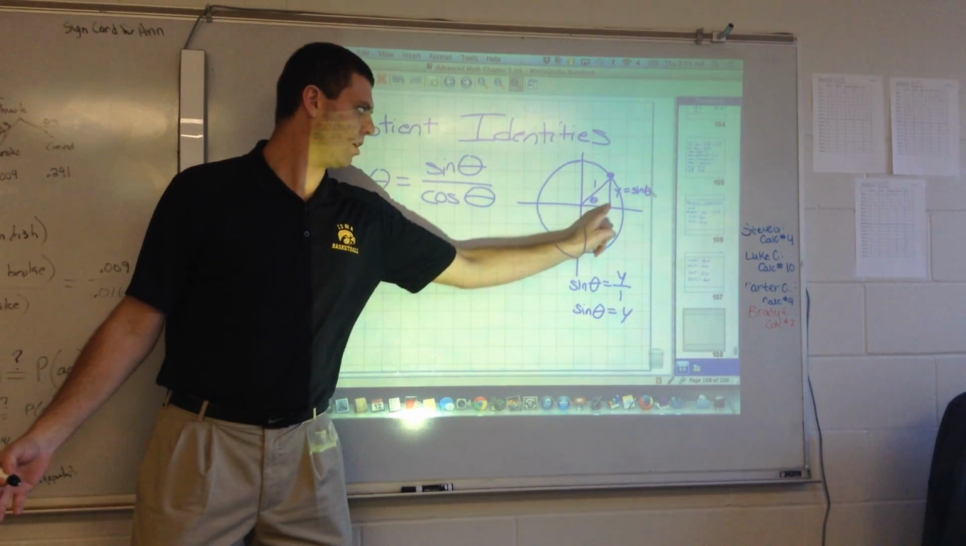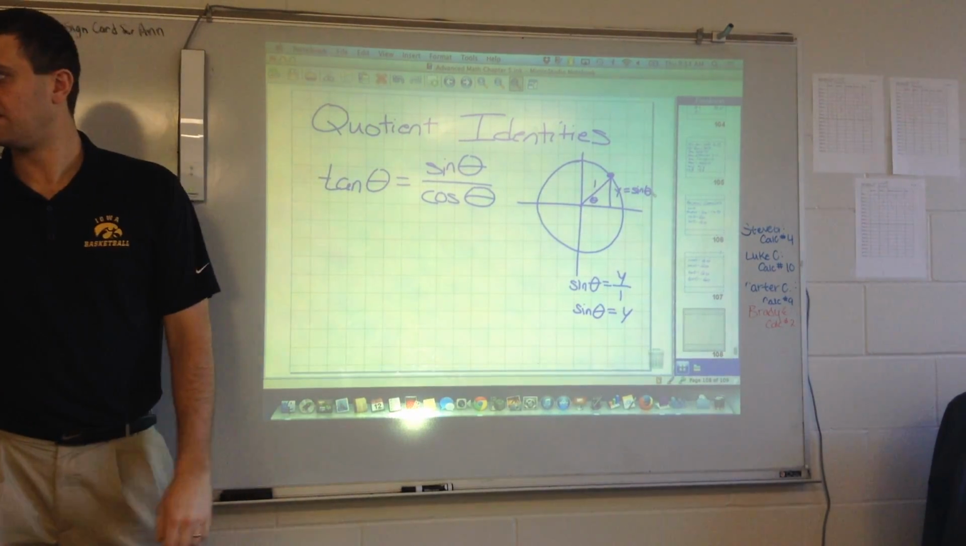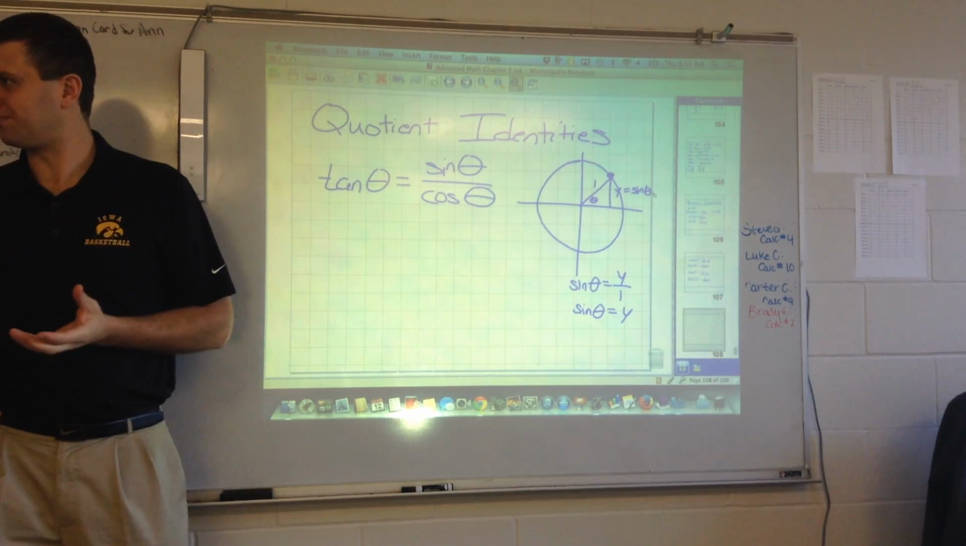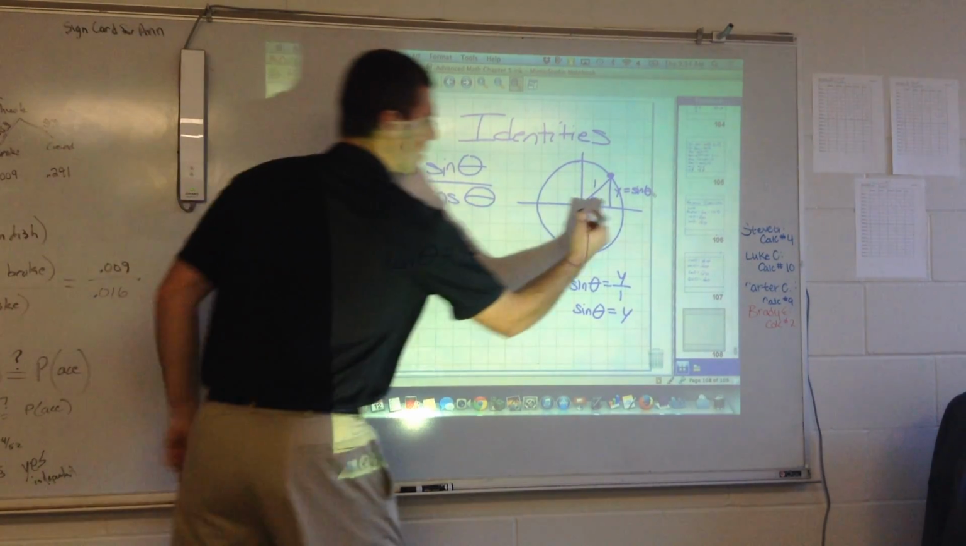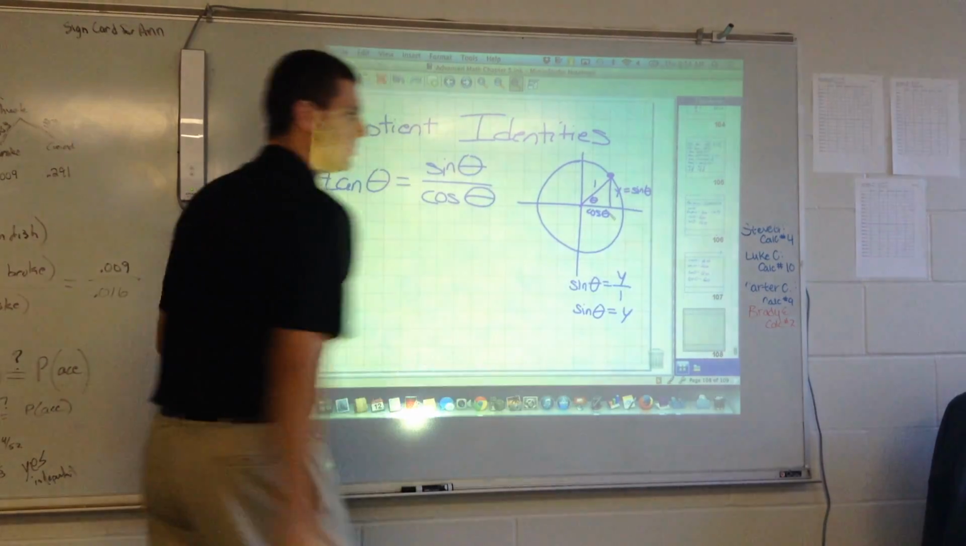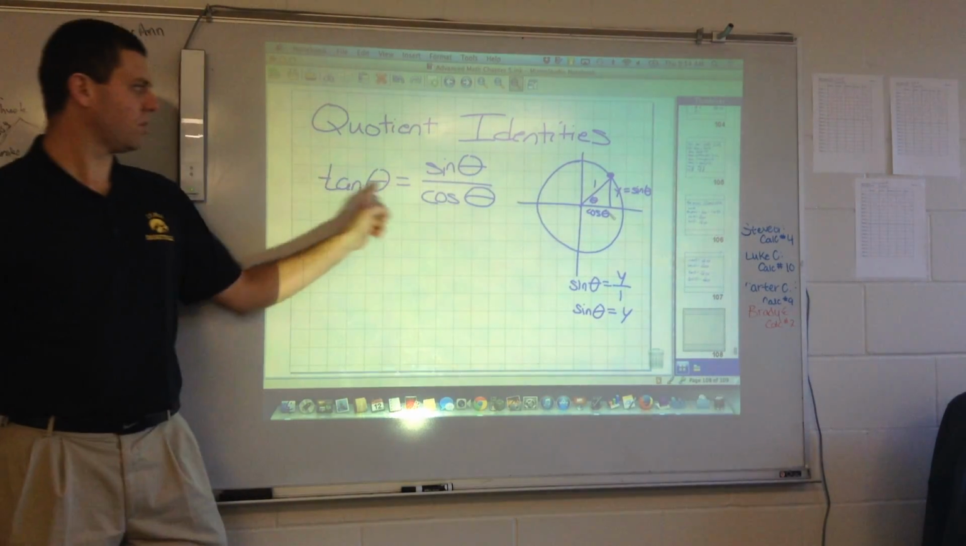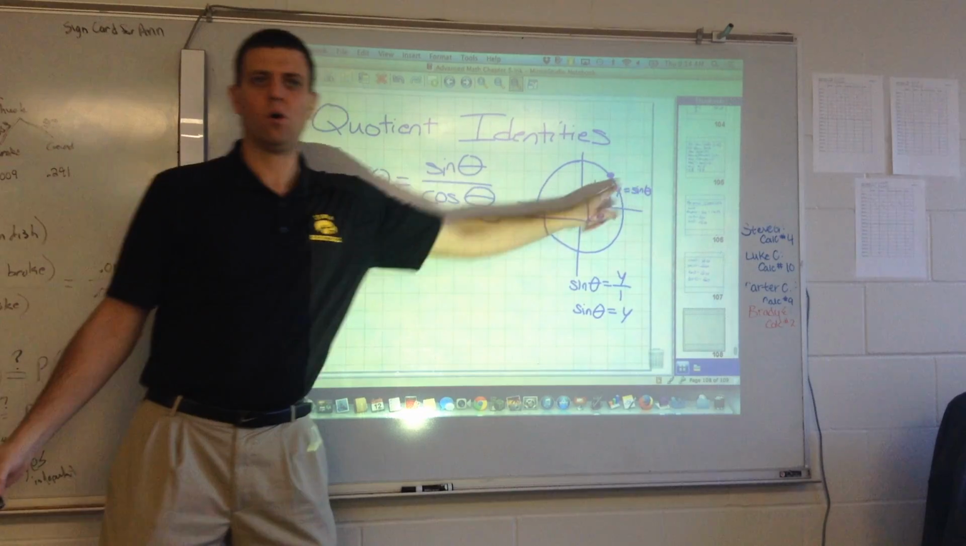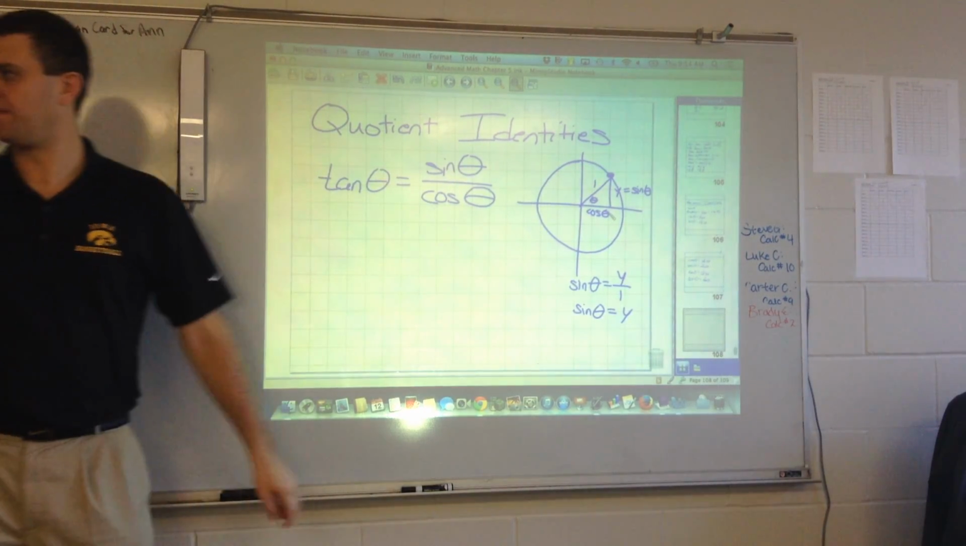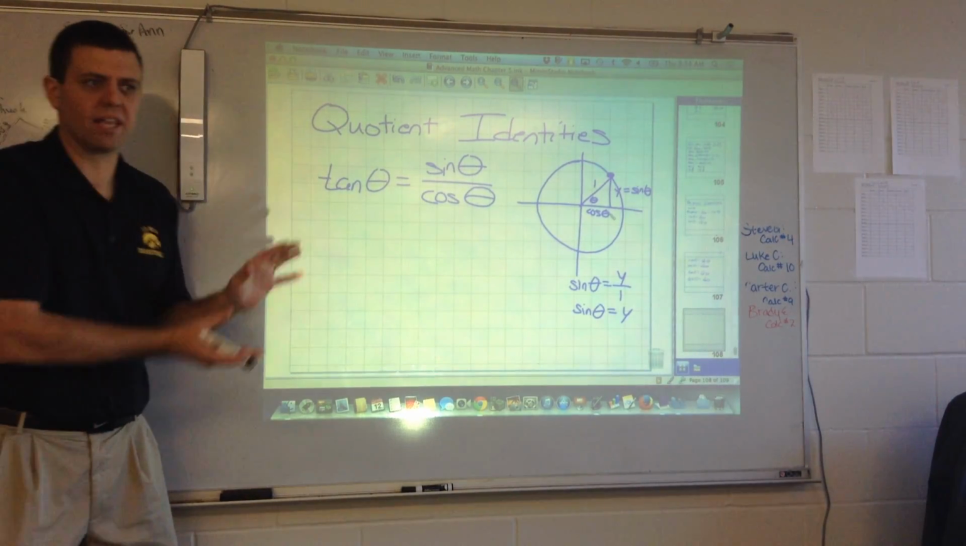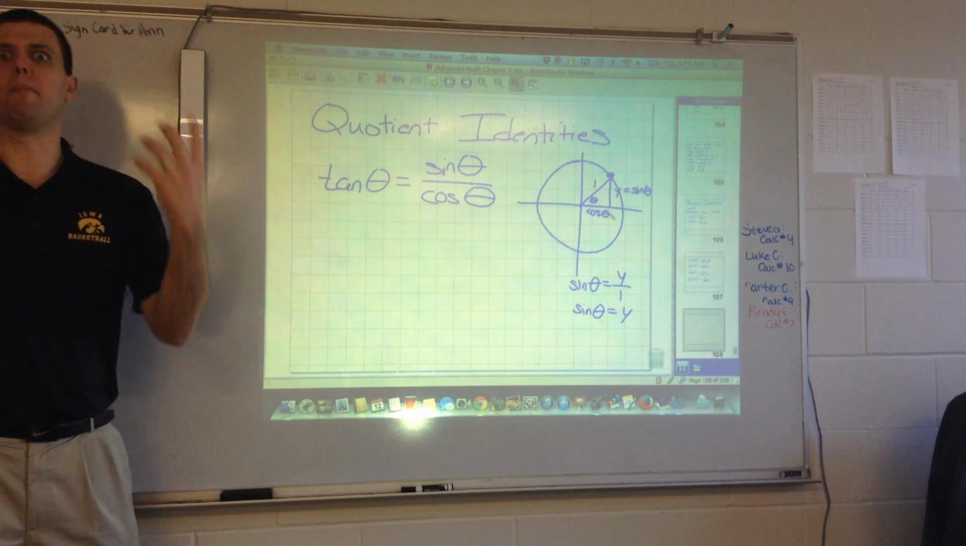Take a wild guess how long this side of the triangle is. X, but I could also write it as cosine theta, right? This side, for the same purpose, is cosine theta. So guess what the tangent of theta is equal to? Sine theta over cosine theta. So you're not just memorizing it.